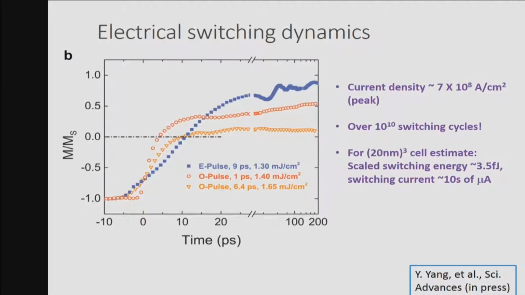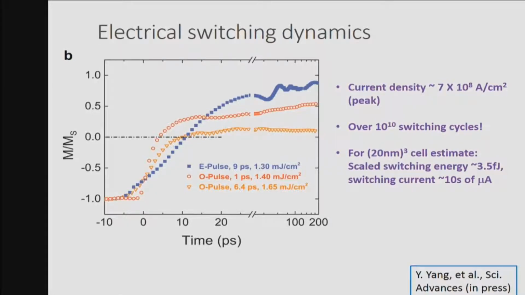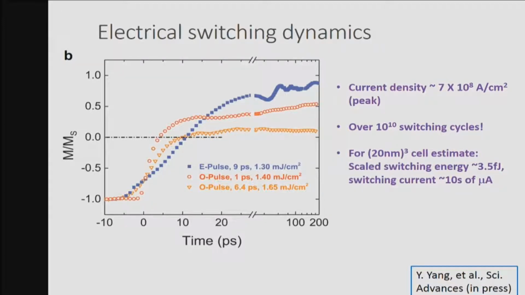9 picoseconds seems like it's longer than the optical pulse of 6.5, but we actually chose this one as comparable because the energy being deposited by this electrical current pulse is essentially by joule heating. So the energy delivered is proportional to the current squared. So for a 9 picosecond electrical pulse, the energy delivery has a duration comparable to this, about 6.5. So you can see that we have been able to successfully demonstrate ultra-fast magnetic switching in under 10 picoseconds.